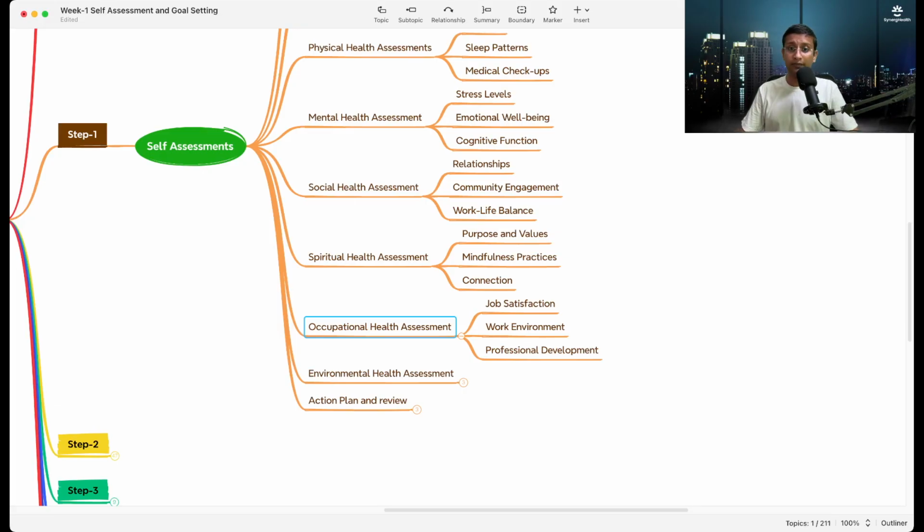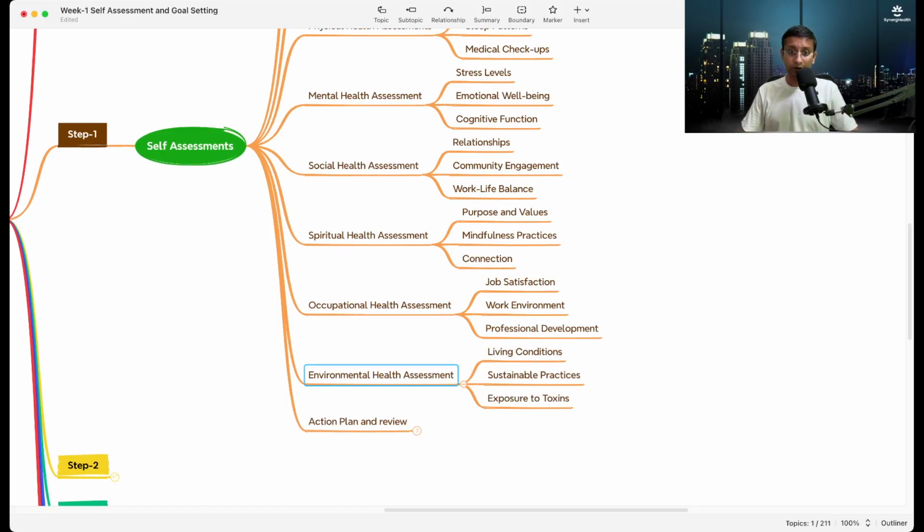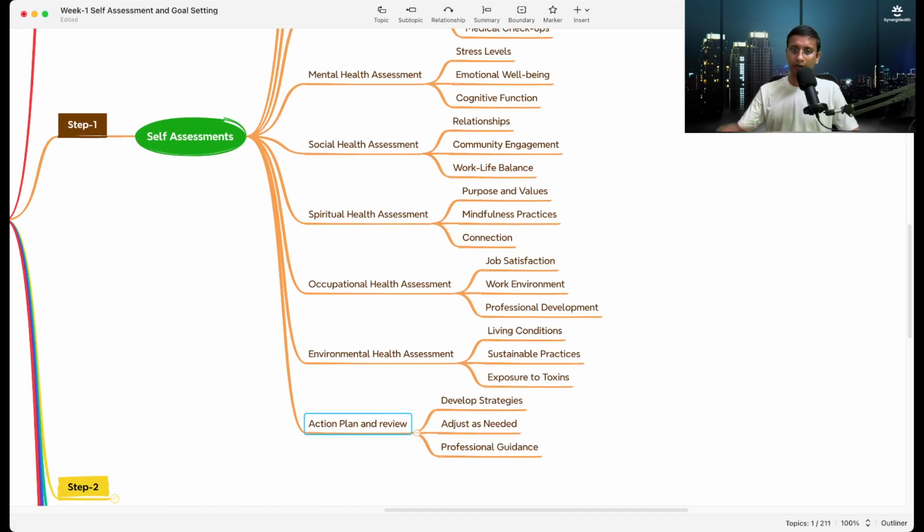Very, very important. Environmental health assessments: you need to see what your living conditions are, what sustainable practices you can follow, and your exposure to toxins. How can we reduce this? If you're living in a city like Mumbai, Delhi, or even Calcutta, there are a lot of toxins in the environment. So you really need to assess how you are exposing yourself. What things need to be taken care of? If you take care of that, only then will it be possible.